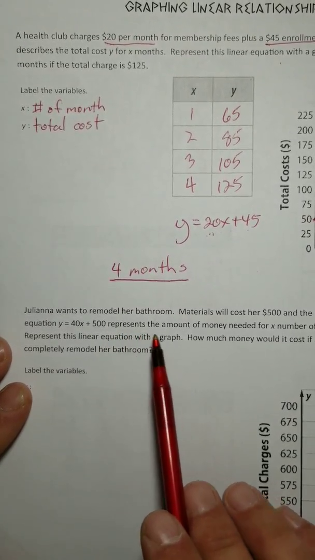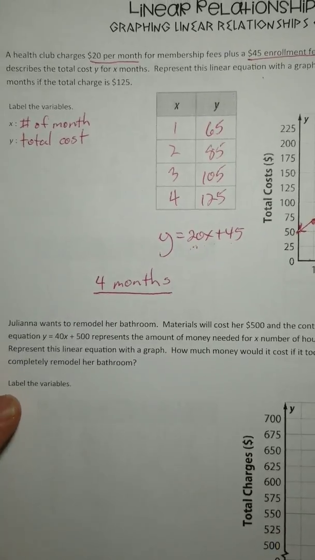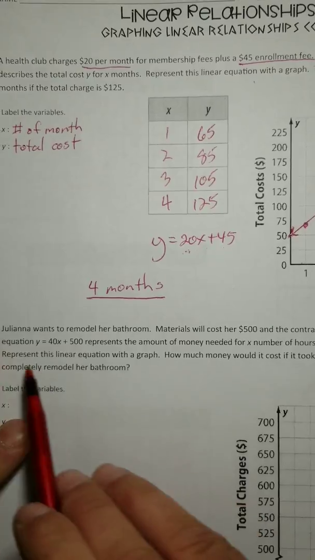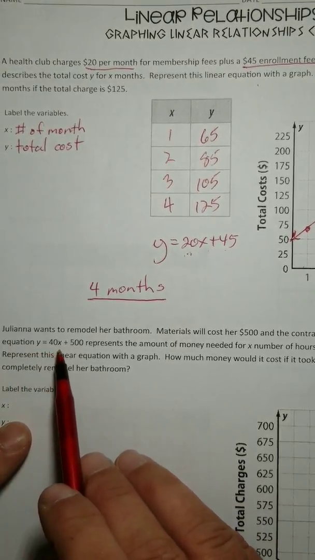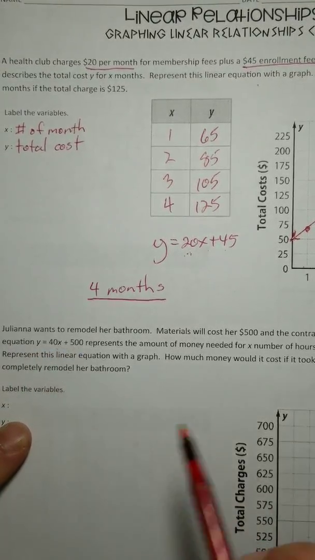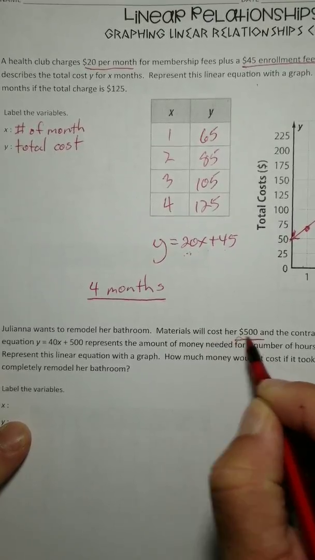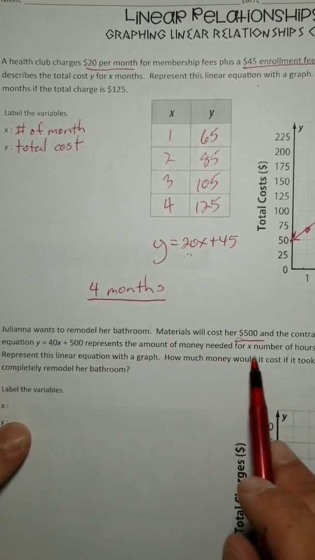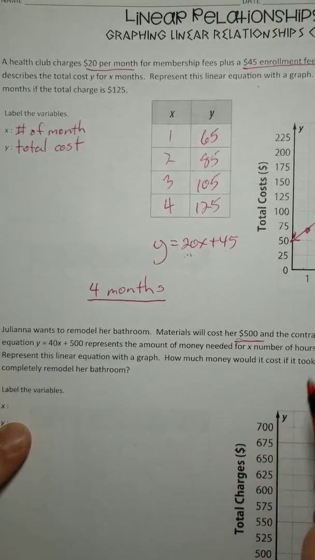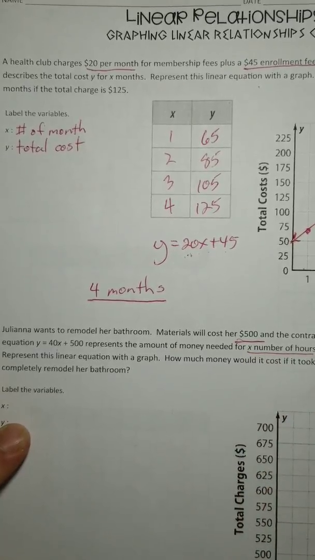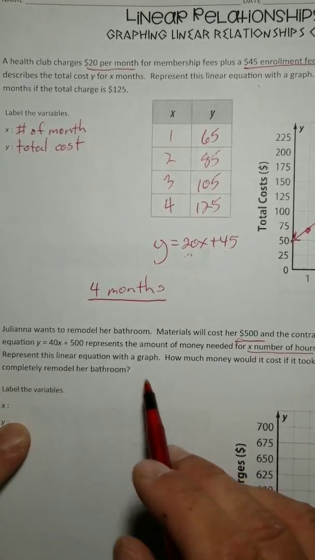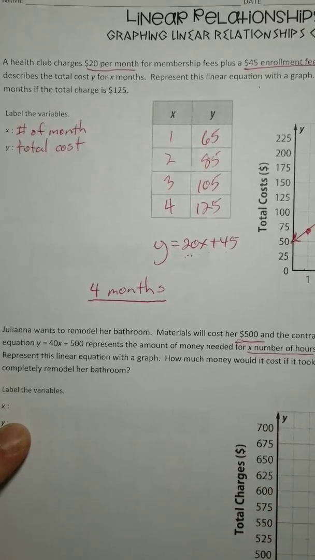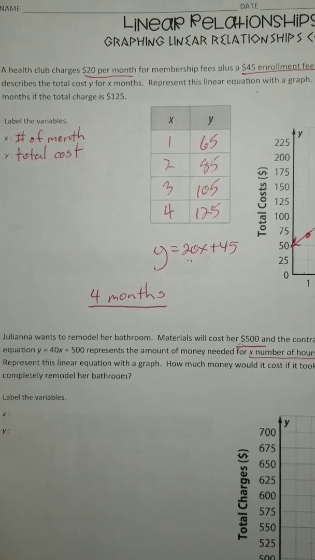Juliana wants to remodel her bathroom. Materials will cost her $500, and the contractor charges $40 per hour. The equation y equals 40x plus 500 represents a one-time cost and then $40 per hour, the amount of money needed for x number of hours worked by the contractor. Represent this linear equation with a graph. How much money would it cost if it took the contractor 12 hours to completely remodel the bathroom?